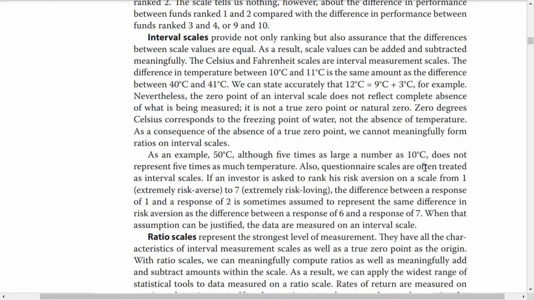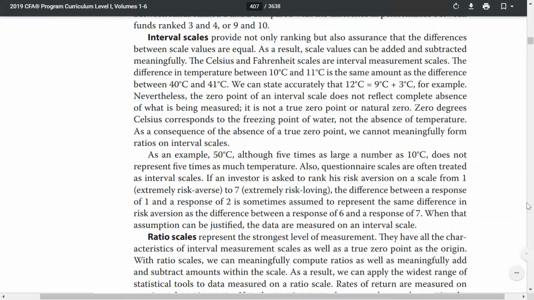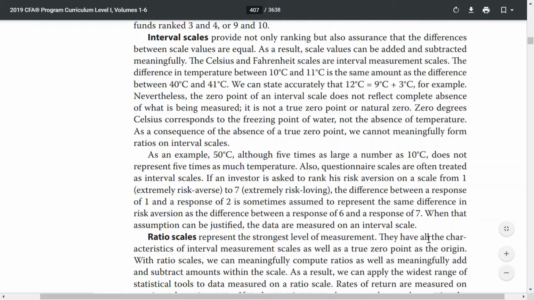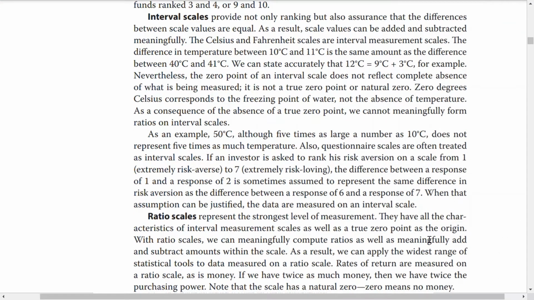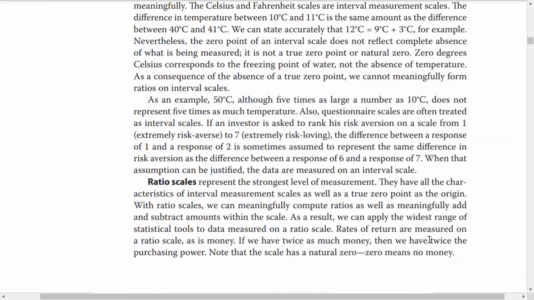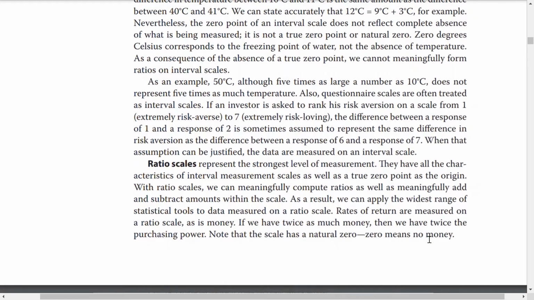Also, questionnaire scales are often treated as an interval scale. If an investor is asked to rank his risk aversion on a scale from 1, extremely risk averse, to 7, extremely risk loving, the difference between a response of 1 and a response of 2 is sometimes assumed to represent the same difference in risk aversion as the difference between responses of 6 and 7. When that assumption can be justified, the data are measured as an interval scale.